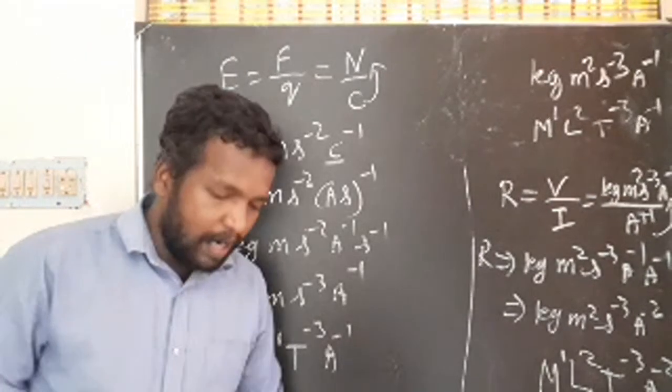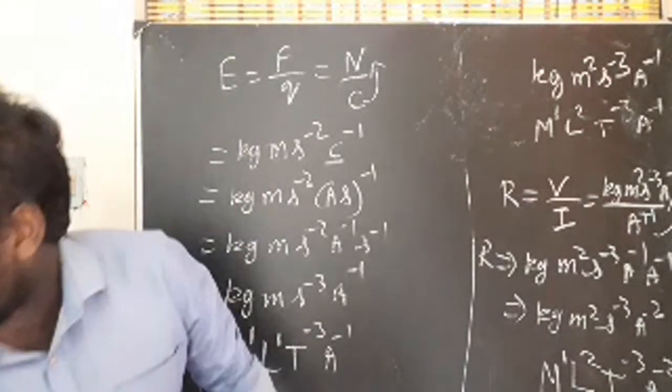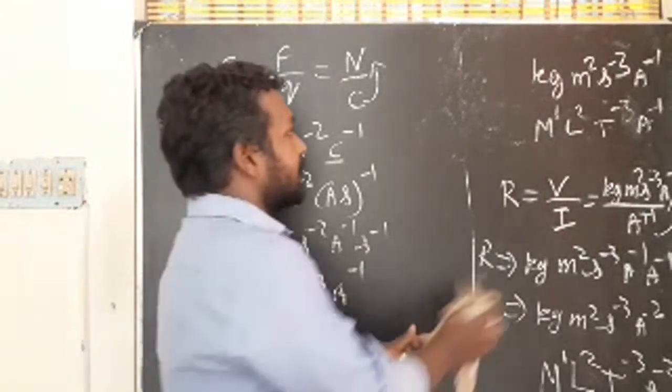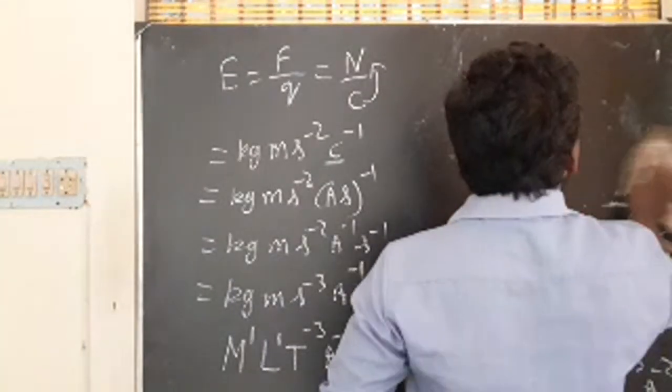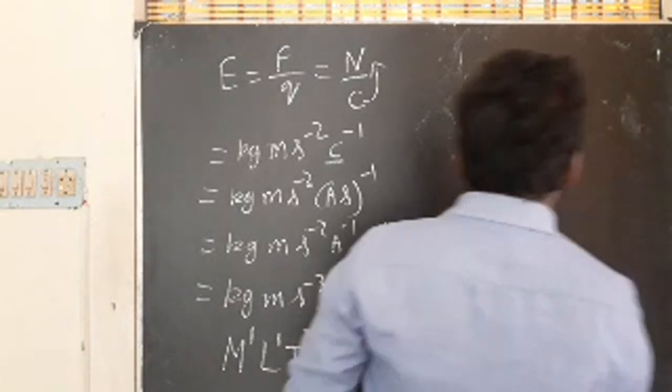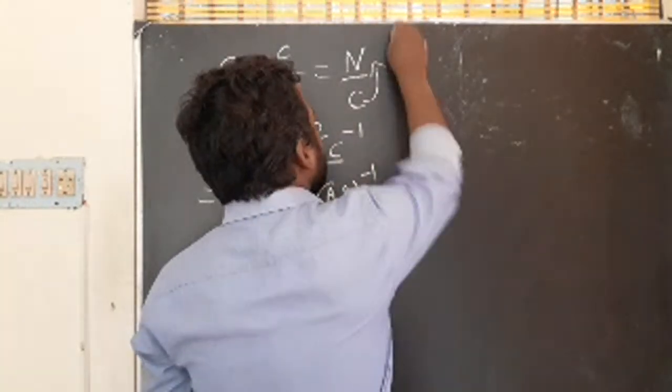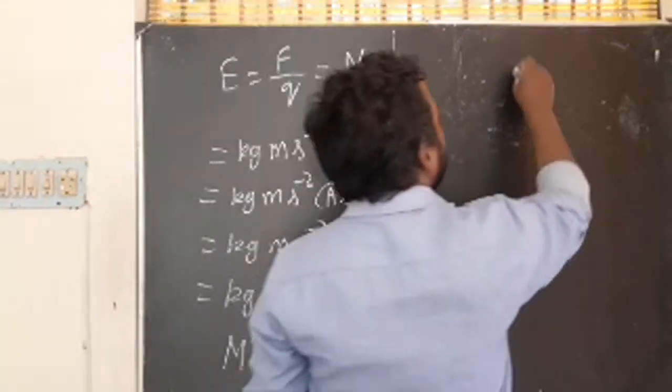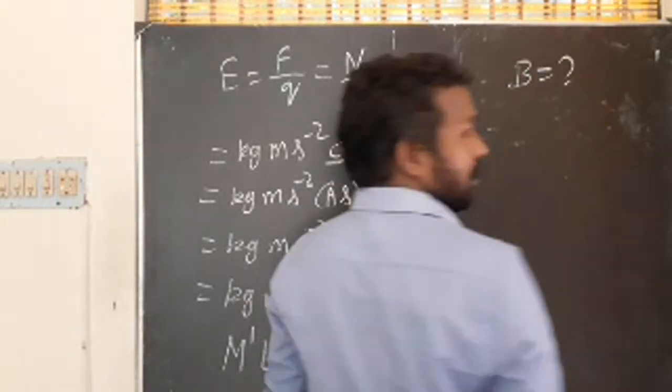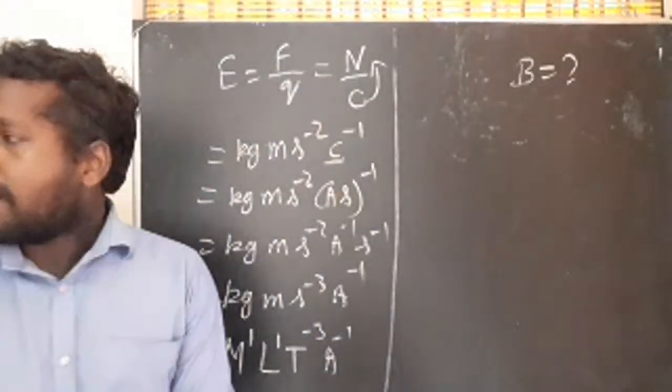Okay, the next one, magnetic field. Magnetic field we can denote as B. It is going to be the Tesla. So we are going to find the SI unit and dimensional formula for magnetic field, which is called the Tesla. So B, magnetic field, is equal to what? What is the SI unit and dimensional formula for magnetic field?